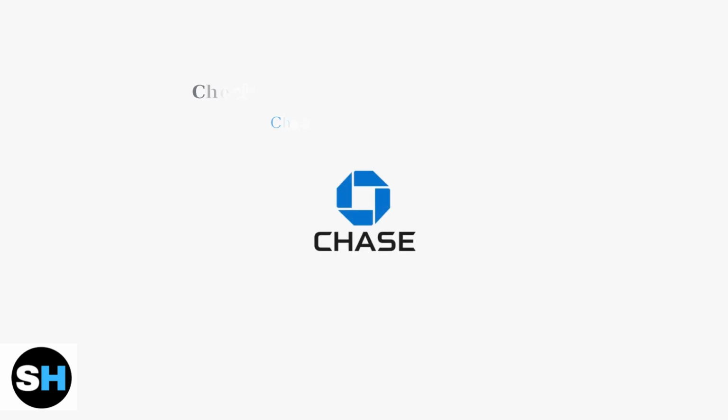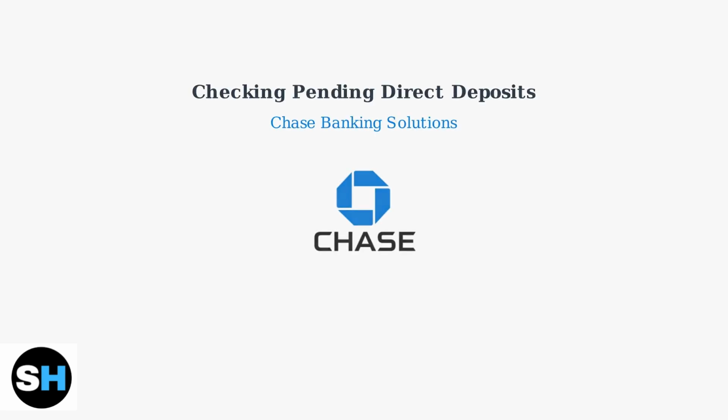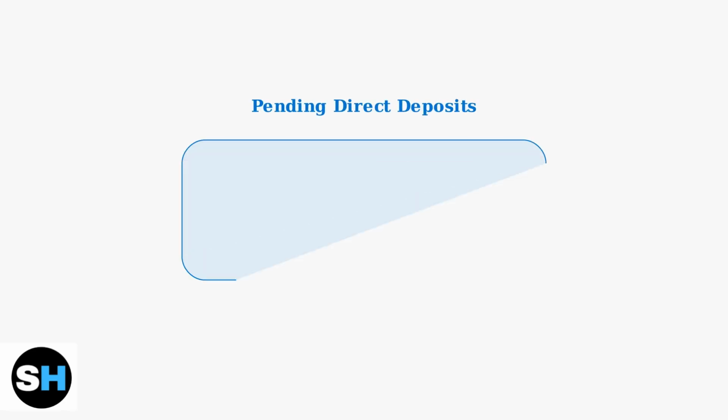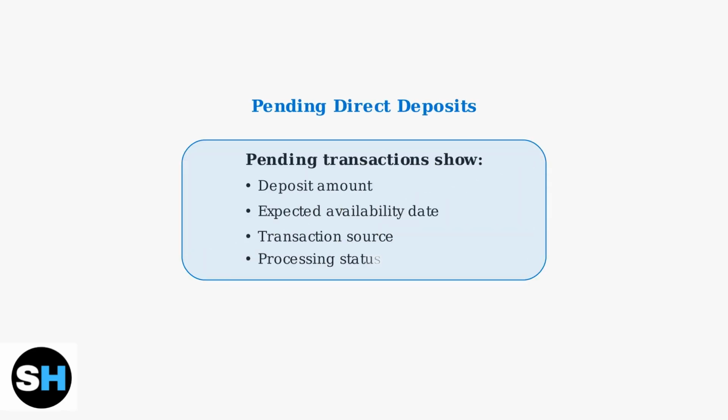Chase Bank provides convenient ways to monitor your incoming direct deposits through multiple channels. The Chase mobile app displays your account balances and allows you to view pending transactions in real time. You can easily see when direct deposits are processing. When you check pending transactions, Chase clearly labels direct deposits and shows the amount along with the expected date when funds will be available in your account.